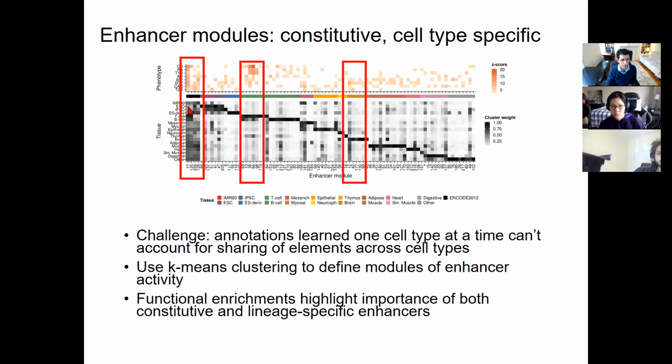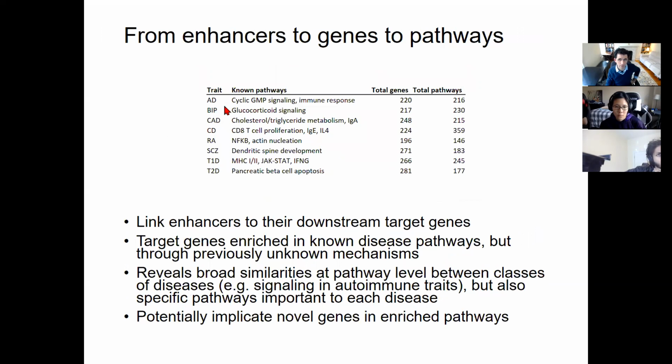This other module here, 77, is associated with function across all of the cell types. This other module here is associated with primarily brain function, but also some additional function in internal organs and so on and so forth. So as you start looking at these modules, you can see that the functional enrichment now highlights the importance of both constitutive and lineage-specific enhancers. So for each of those disorders, you can see that the constitutive enhancers as a class are very strongly enriched, indicating this sort of common component to many traits.